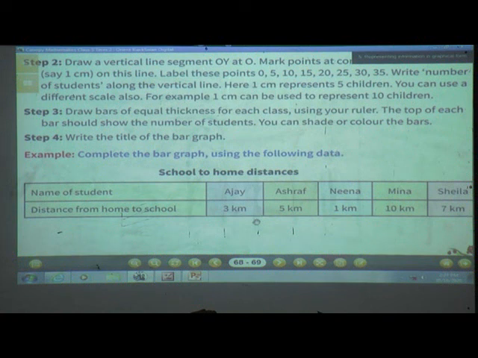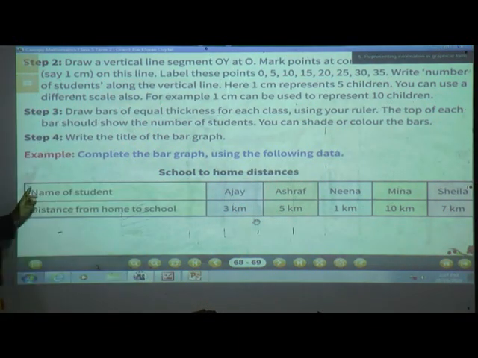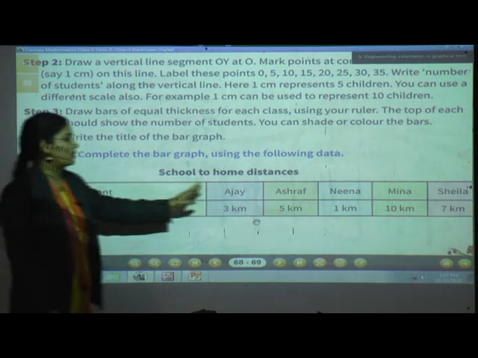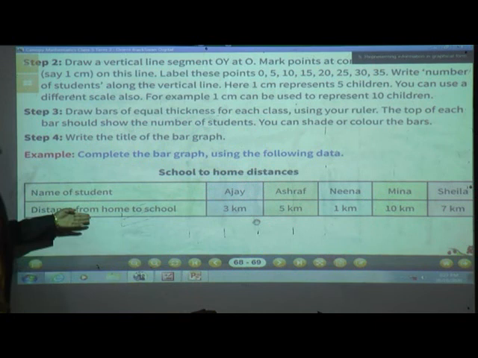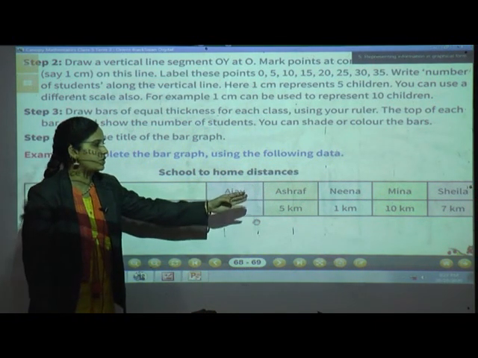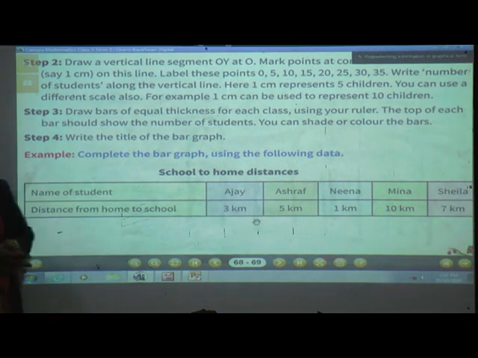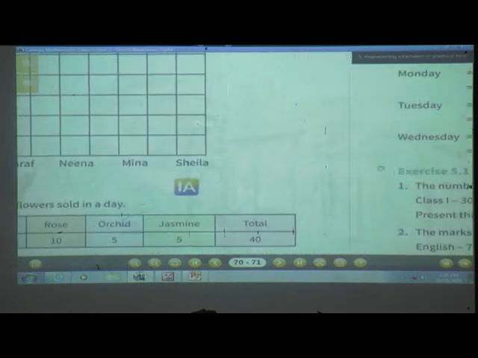School to home distances. Here the title is school to home distances. Okay. So names of students: Ajay, Ashraf, Neena, Meena and Sheva. Now the distances from home to school. So 3 km, 5 km, 1 km, 10 km and 7 km. So we have to represent it in the form of a bar graph. So see the next page, page number 70. Here they have given the graph.